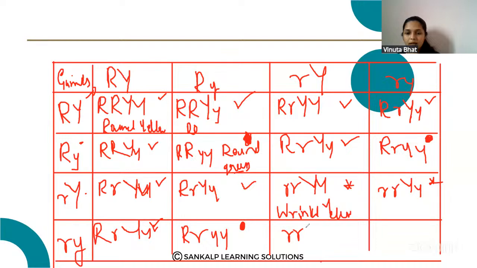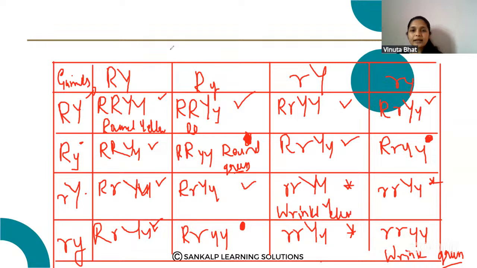Then small r, capital Y, small y. This is wrinkled yellow color seed. Last one, small r, small y, small y. This is wrinkled green color seed producing plant. Okay. Wrinkled green color seed.